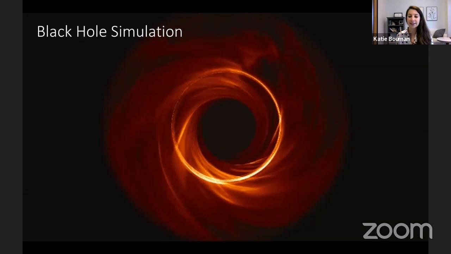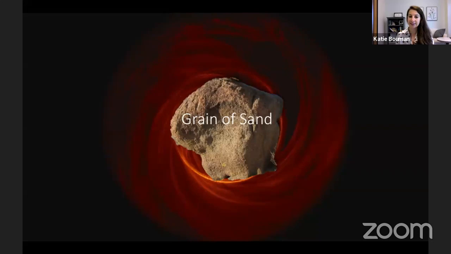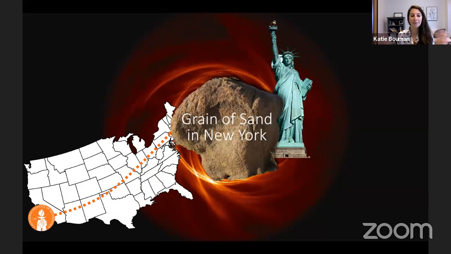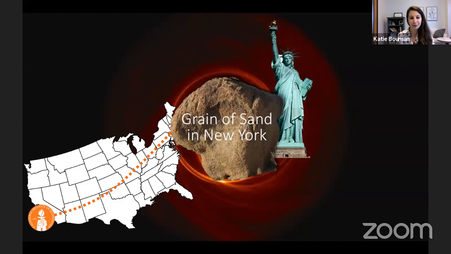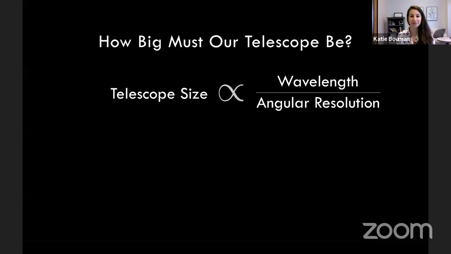And that's because a ring of this size is incredibly small. It's about 40 microarcseconds in size, which is about the same size as a grain of sand. But when that grain of sand is in New York, and I'm viewing it from here in Pasadena, California. And so taking a picture of something that is that small is really difficult because of the limits of diffraction. So we are able to see this ring of light at a certain wavelength, and it's a certain size, we know.